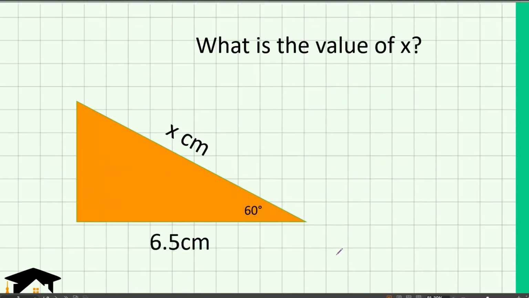The following is actually quite similar. We are now asked to calculate the value of x, but x is the hypotenuse of the triangle. This triangle has an angle of 60 degrees, and the bottom side measures 6.5 centimeters. So this side here will be the opposite, and so 6.5 is going to be the adjacent. Now, because we are interested in the hypotenuse and we have the adjacent, we're going to use the cosine.